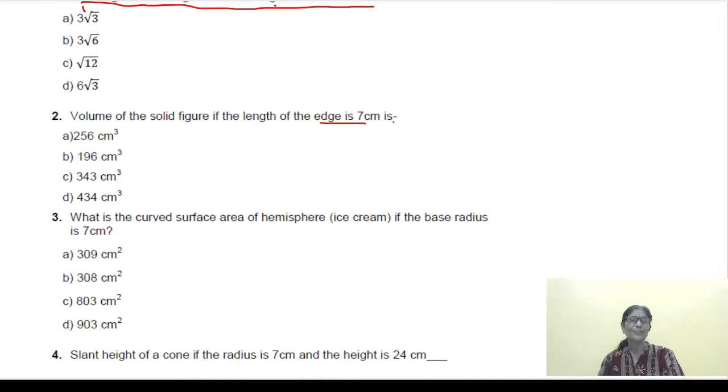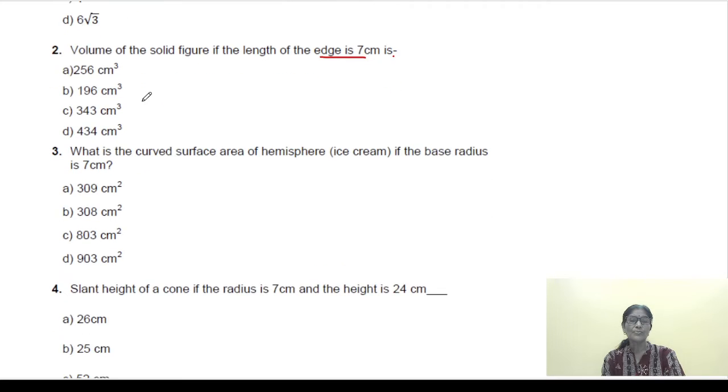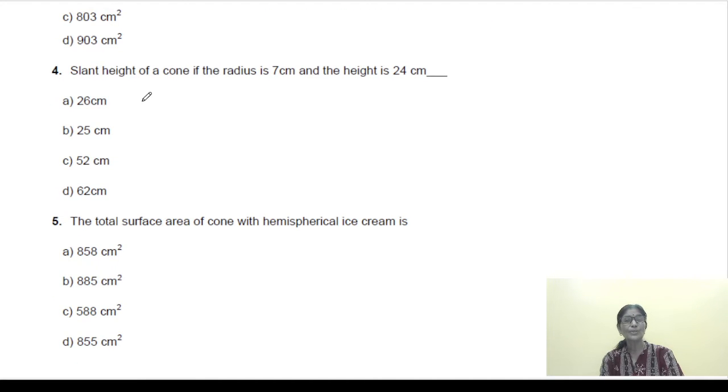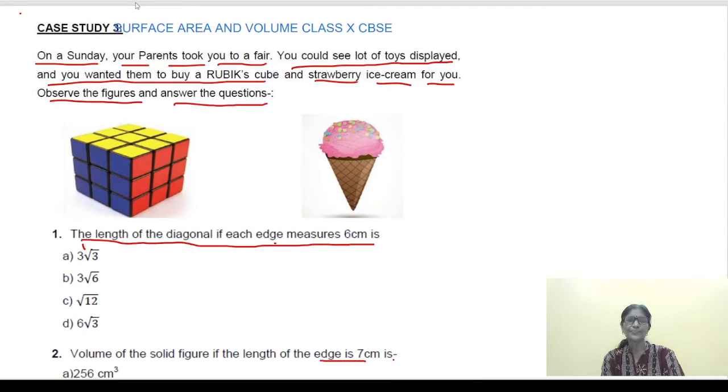Options are given. Similarly, question number 3 is what is the curved surface area of hemisphere if the base radius is 7 centimeter? Fourth is slant height of the cone if the radius is 7 centimeter, height is 24 centimeter. Last is total surface area of the cone with hemispherical ice cream. 4 options are given. You have to take the correct one or write the correct one.